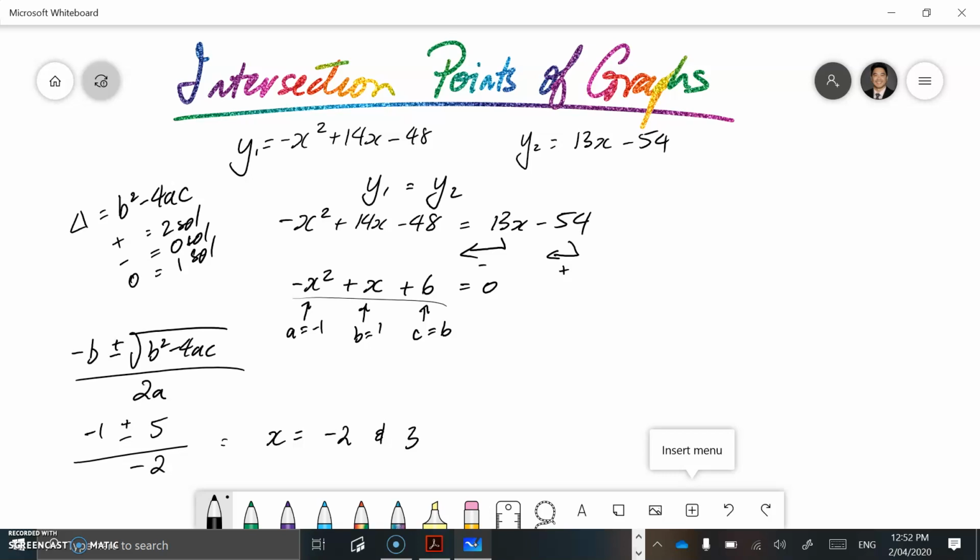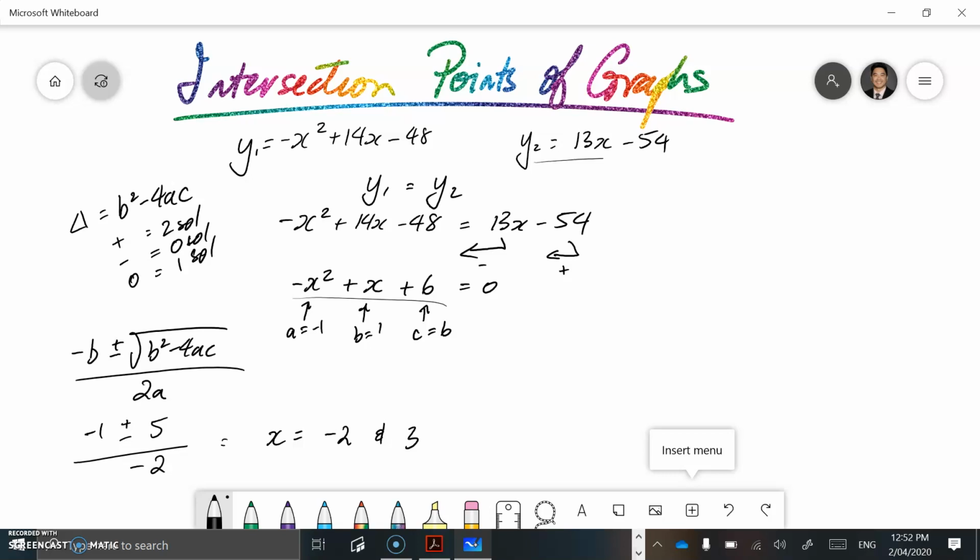we have found the two x values for the coordinates of intersection, the points of intersection. So there's one point of intersection that has the x coordinate of minus 2, and we have a second point of intersection between these two graphs where the x value is 3. To work out the y values, we simply substitute each of these x values into one of these two equations.